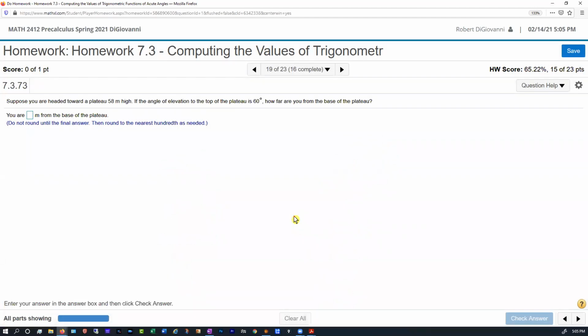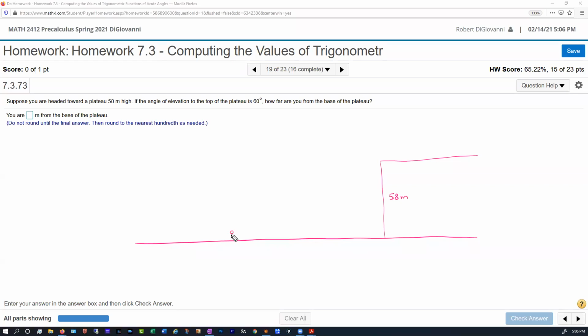All right. Suppose you're headed toward a plateau 50 meters high. If the angle of elevation to the top of the plateau is 60 degrees, how far are you from the base? So I guess what they're saying is here's the ground, and you have this plateau, which is just like a cliff, okay? And we know that this cliff is 58 meters high, all right?